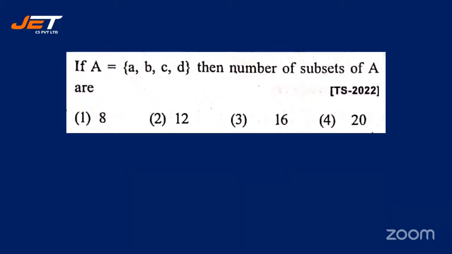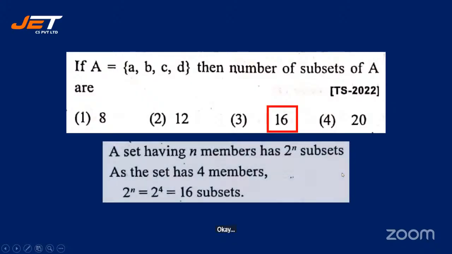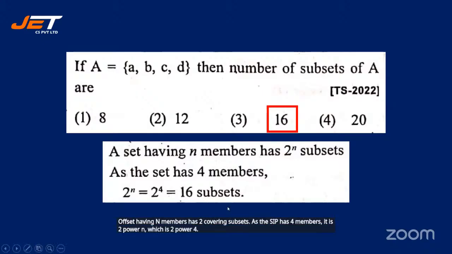Your time is running. Yes, I am getting a lot of answers. Okay, it is 16. How? A set having n members has 2 power n subsets. As the set has 4 members, it is 2 power 4. So it is 16 subsets.